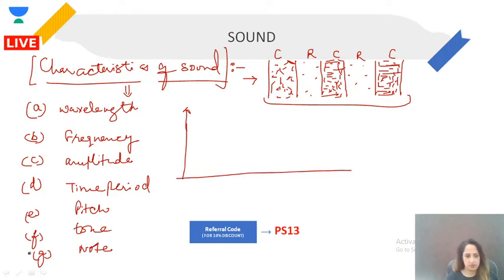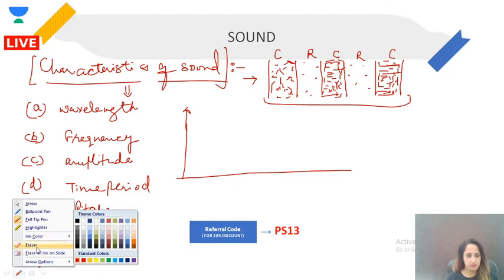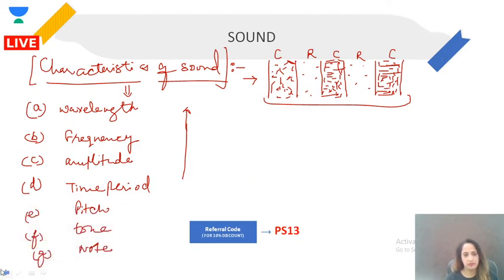okay, I have drawn it incorrectly. Let me take a razor. Yeah.